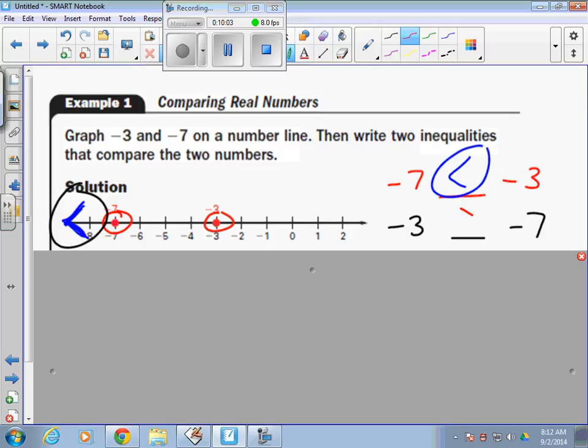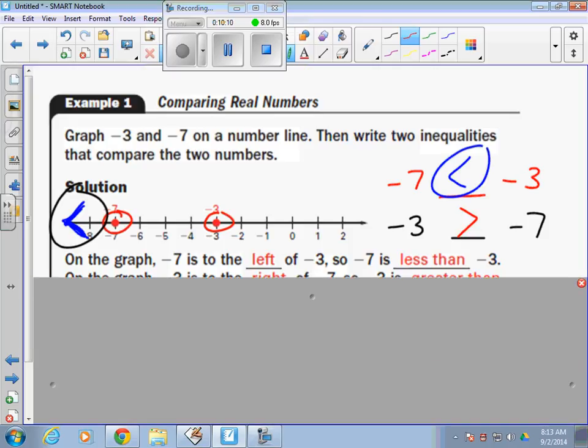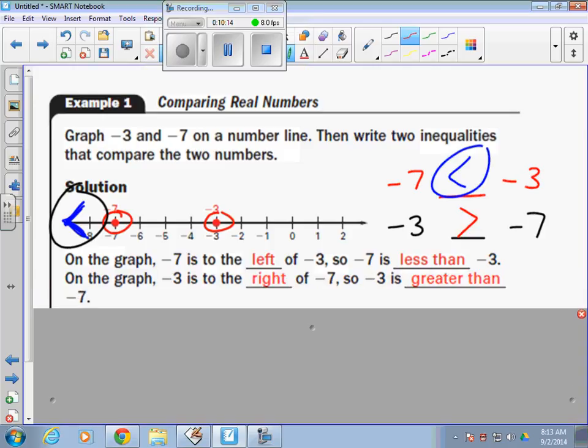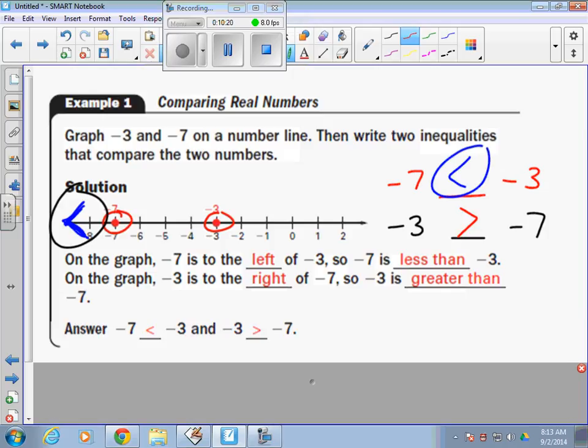Or you could just tell yourself the big mouth eats the big number. So on the graph, negative 7 is to the left of negative 3. So negative 7 is less than negative 3. On the graph, negative 3 is to the right of negative 7. So negative 3 is greater than negative 7. So those are your two inequalities that we just drew. Negative 7 is less than negative 3, and negative 3 is greater than negative 7. Very, very simple.